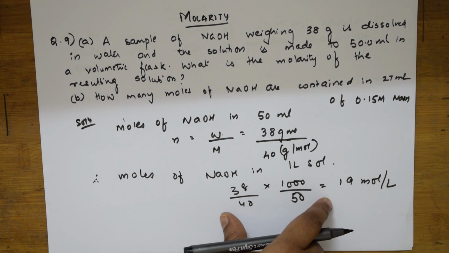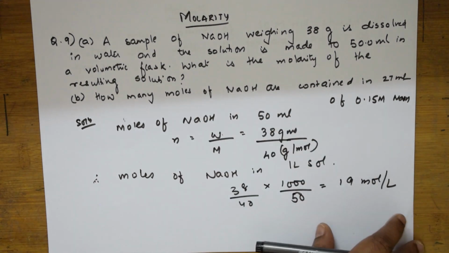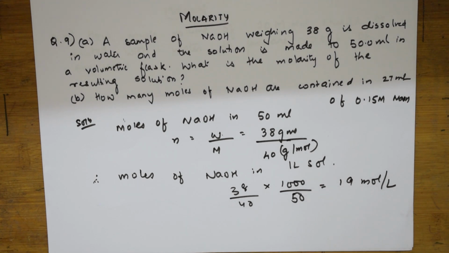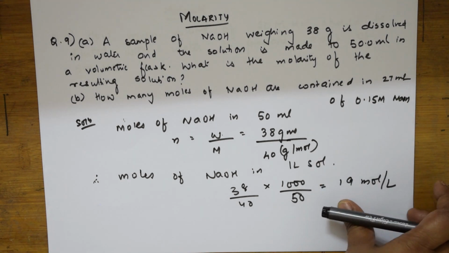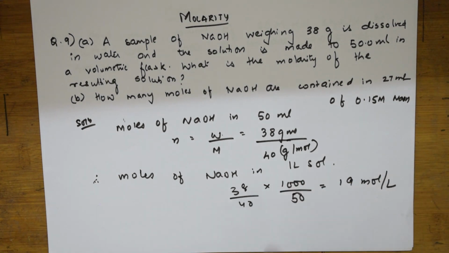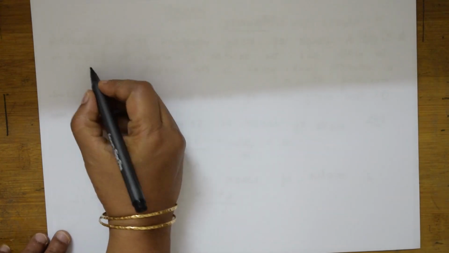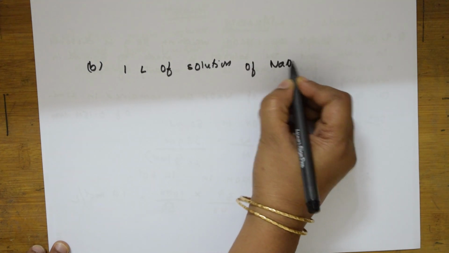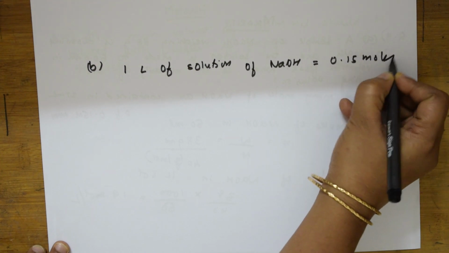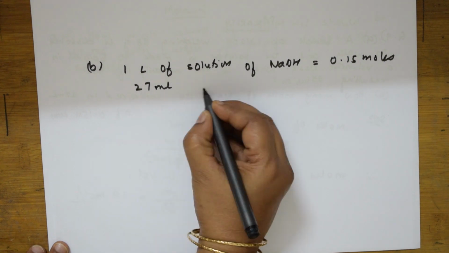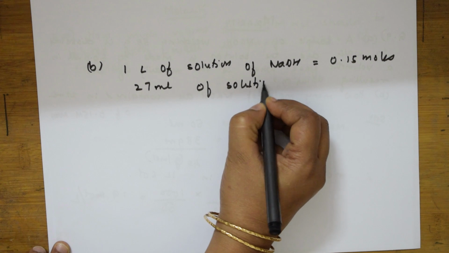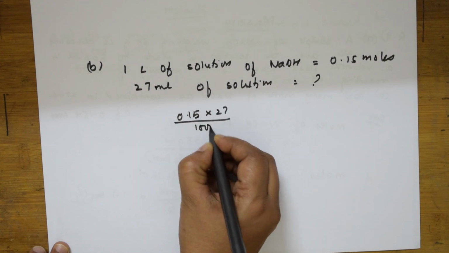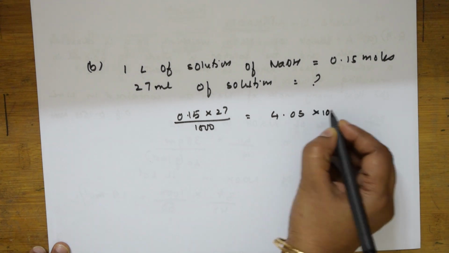Now this is over. Now I need to find for the second one, they have given 0.15 molar. We have got one answer for 1 liter, we have found this coefficient. Now we'll see for 27 ml. According to the second concept, 1 liter of solution of sodium hydroxide, NaOH, contains 0.15 moles. So 27 ml of solution contains how much? Cross multiply: 0.15 into 27 by 1 liter, which means 1000 ml.